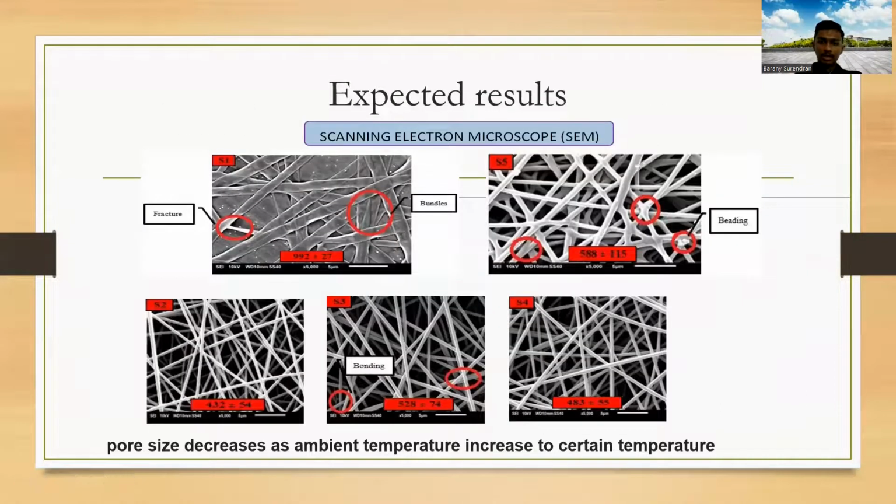These are the expected results which can occur when I'm using the scanning electron microscope. As you can see, there are some fractures, bundles, and beading when we use the microscope to see the morphology of the fiber and average fiber diameter. Pore size decreases as ambient temperature increases, which means the pore sizes are smaller at greater temperature. So when we use higher temperature for electrospinning, more quality nanofiber material is produced.